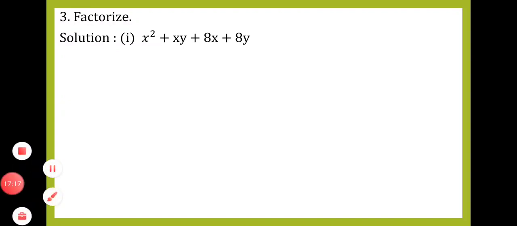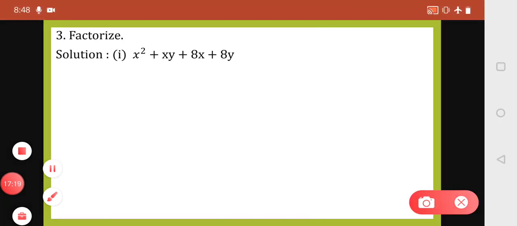Here no need to regroup, because the terms are arranged properly, so we will only make the groups. That is, the first group is x square plus xy, and another group will be plus 8x plus 8y. Now from this, first we have to take out what is common.